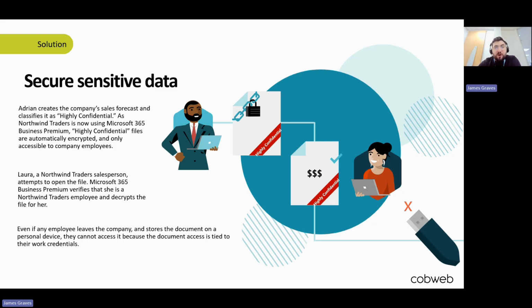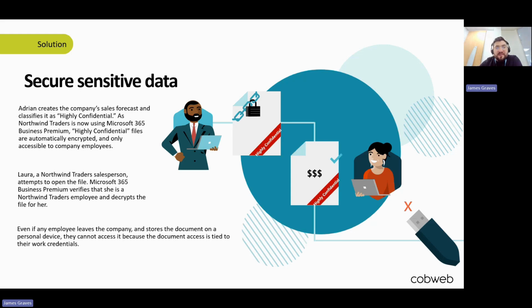So Laura, who's a Northwind Traders salesperson, attempts to open the file. Her Microsoft 365 Business Premium verifies that she is an employee, decrypts the file and allows her to access it. Again, this is all taking seconds for all of this sort of action to take place.